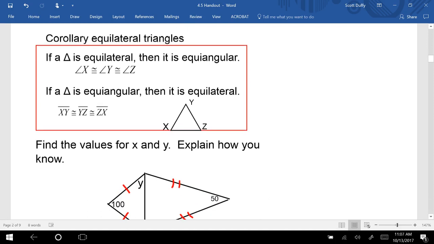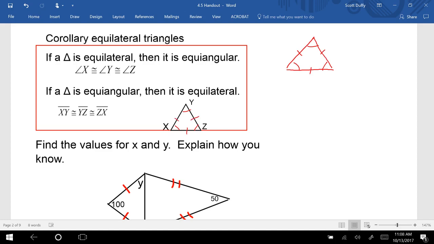Corollary: equilateral triangles. If a triangle is equilateral, then it is equally angular. So, stating that if we have equilateral, all three sides are equal, then all three angles are equal. And then the backwards version, or the converse, is that if we have equally angular or equal angles, then we can assume that it's equilateral also.